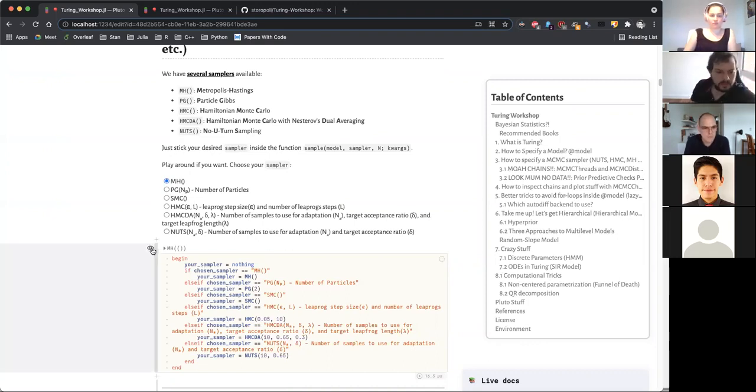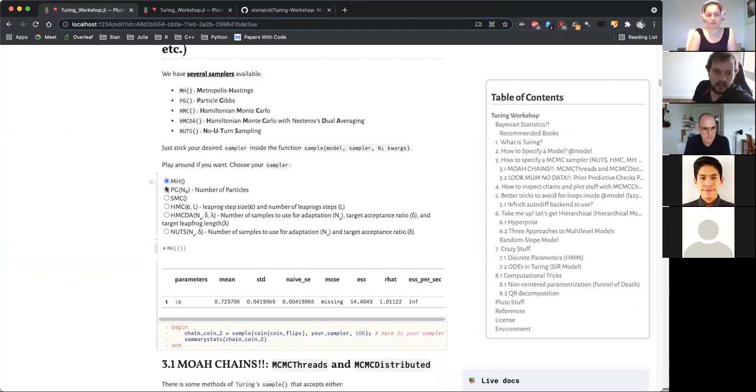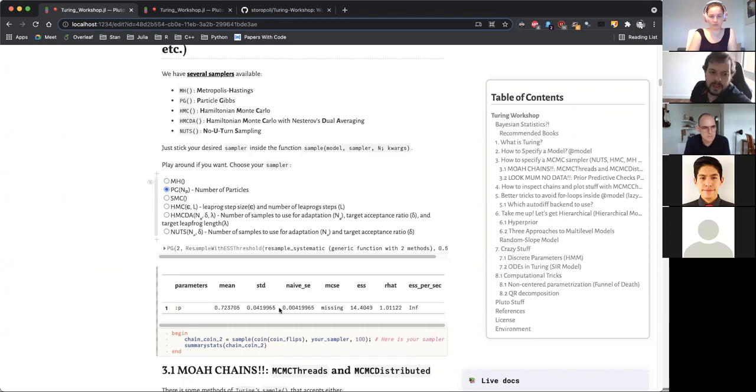So we have particle Gibbs. This is PG, and it takes an argument that's the number of particles. I just put 1 because I can do this, and you can see the computation real fast. And we have sequential Monte Carlo. I forgot to describe it here, but we have SMC, sequential Monte Carlo, that does not take any parameters. You can specify if you want to, but it's not mandatory. You don't need to specify.